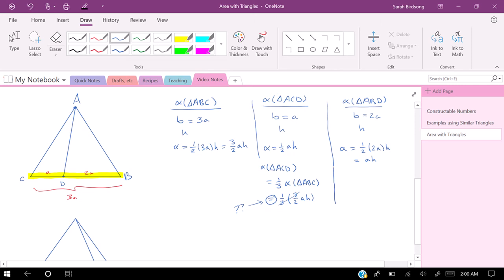I'm also going to claim the same thing works with our last triangle, triangle ABD. In this case, the base of triangle ABD was 2A. 2A here is 2/3 of the entire line segment BC. So this is supposed to be 2/3 of the area of ABC. Now, if we have 2/3 multiplied by that area, the area of ABC was 3/2 AH, and in this case, those two fractions totally cancel. And we will get exactly the area that we are supposed to be getting.